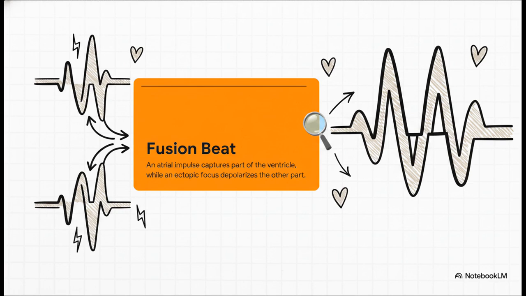The second hallmark we look for is a fusion beat. Now this is really interesting. It happens when a descending sinus impulse and an ectopic ventricular impulse activate the ventricles at the exact same time. The QRS complex that results is a hybrid blend, a literal blend of the two different activation wavefronts.